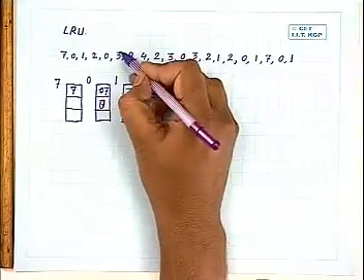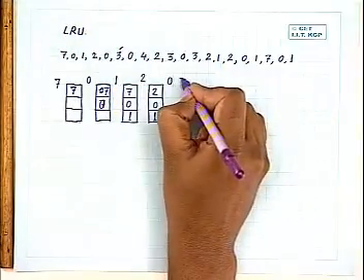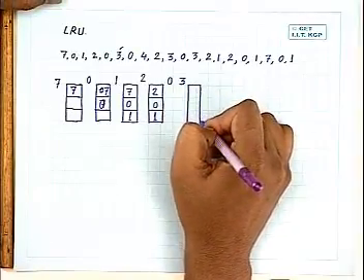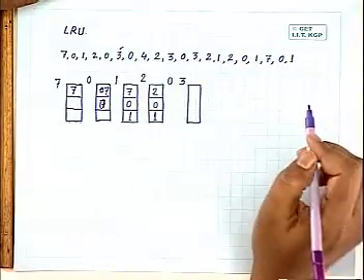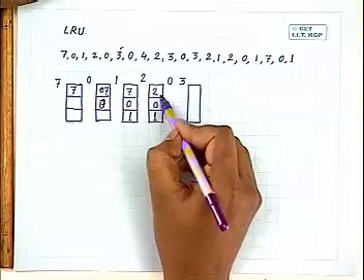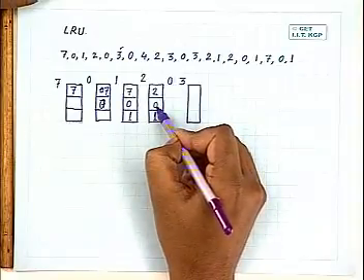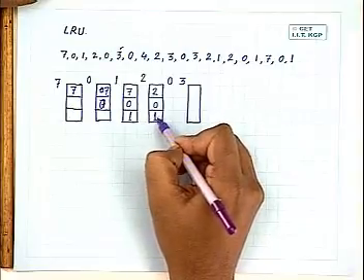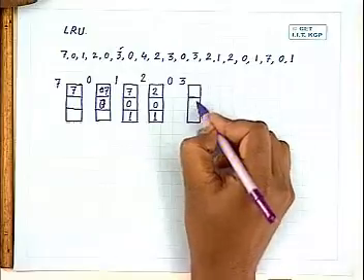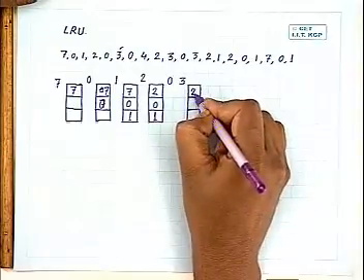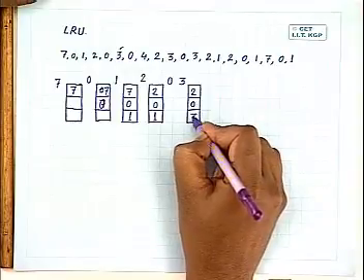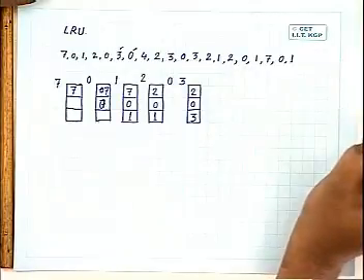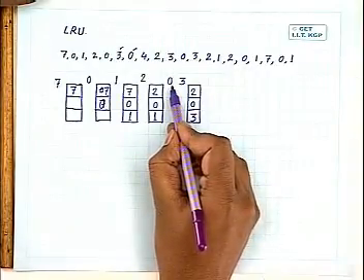Next time when 3 is referred, again there is a page fault, and I have to find out which of the pages already existing in the main memory is to be replaced. Out of these pages, page number 0 is the most recently used, whereas page number 1 is least recently used. So we replace page number 1 by page number 3. So the situation will be 2, 0, 3.